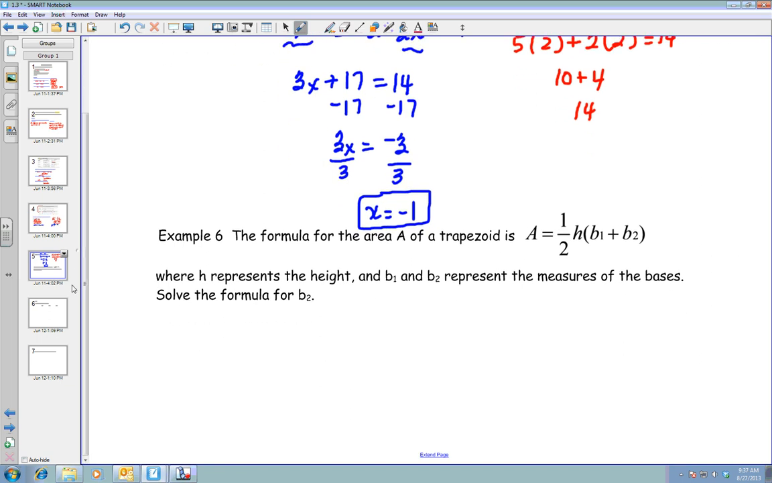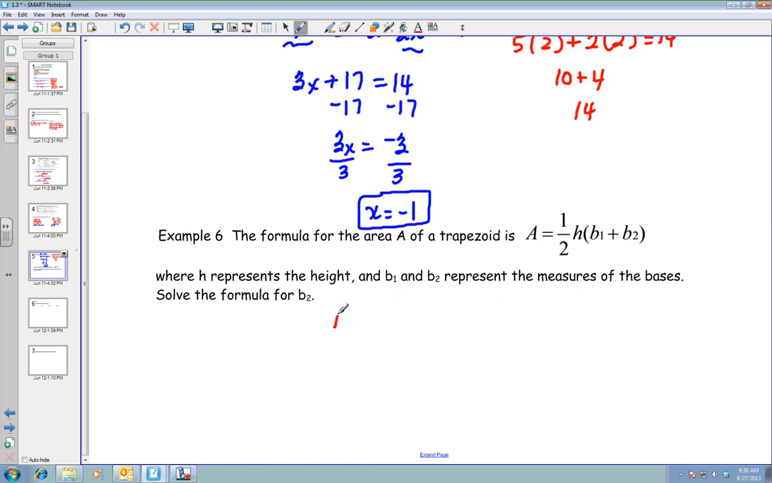All right, example 6. The formula for the area of a trapezoid is A equals 1/2 h times the sum of b1 plus b2. So this is the formula for the trapezoid. h is for the height, and b1 and b2 represent the measures of the bases. So instead of using different variables, they decided to use b for both of them because they both stand for a base, and so they numbered it. A lot of times I'll call this b sub 1 plus b sub 2.